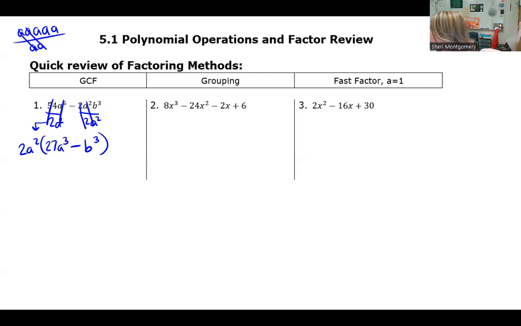Any questions over factoring with GCF? To check your work to make sure you did it correctly, you should always be able to distribute back in. You could take this and distribute it back in, and you should get what you started with. So you can always check yourself.